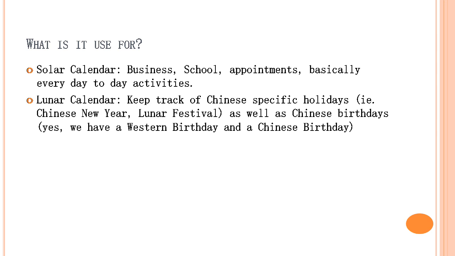So we are very lucky to have two calendars in this sense, because we have two birthdays to celebrate. But no, we don't age two years in the same year. So in a sense, we're still the same age. We just have two different birthdays.